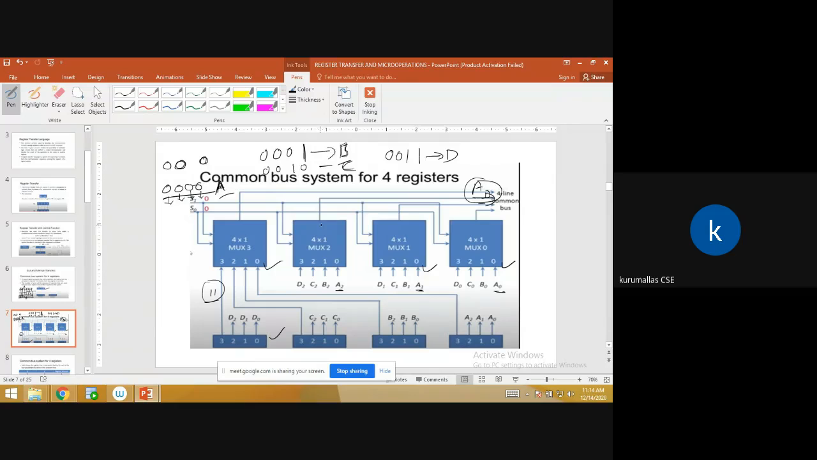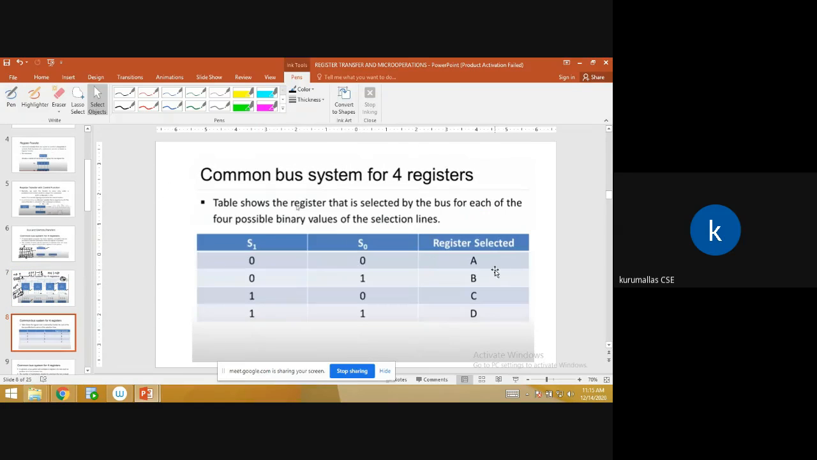So this is the internal process. If you want to pass the data from the C register to R1, how to represent it? First, the C register data is stored into the bus. Then the bus output is sent to the register R1. This is happening inside the common bus system for 4 registers, right? So this is about 4 registers. For 0 0 we are selecting A, 0 1 selects register B, 1 0 selects C, and 1 1 selects D, right?